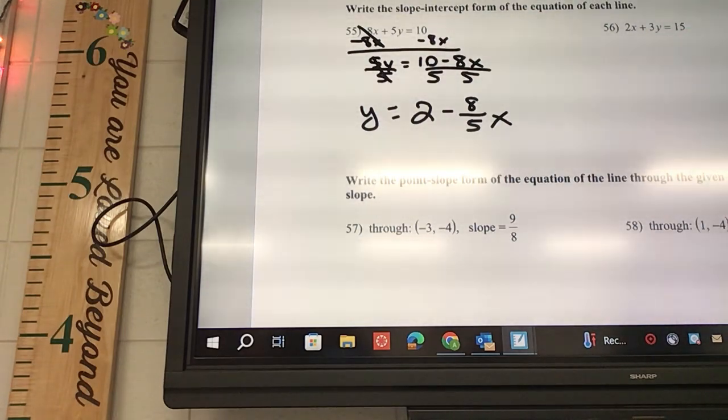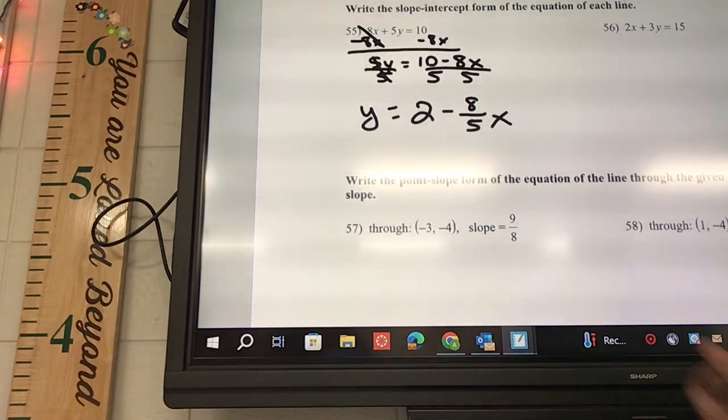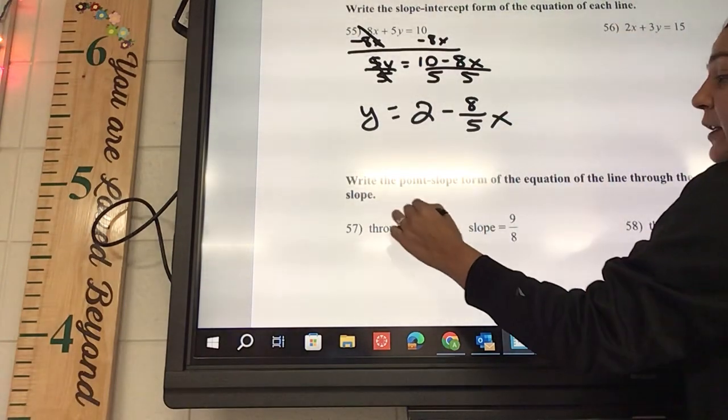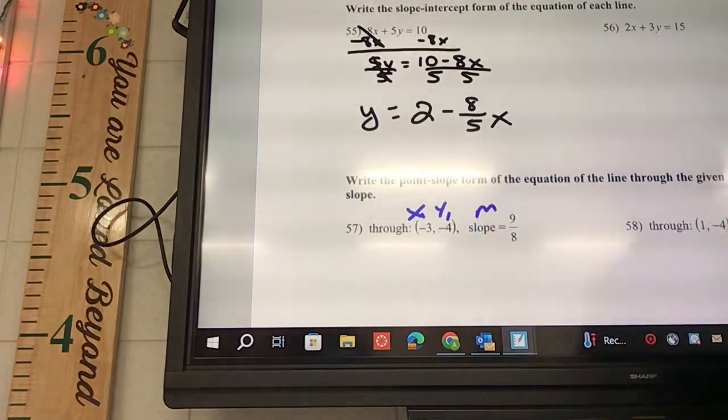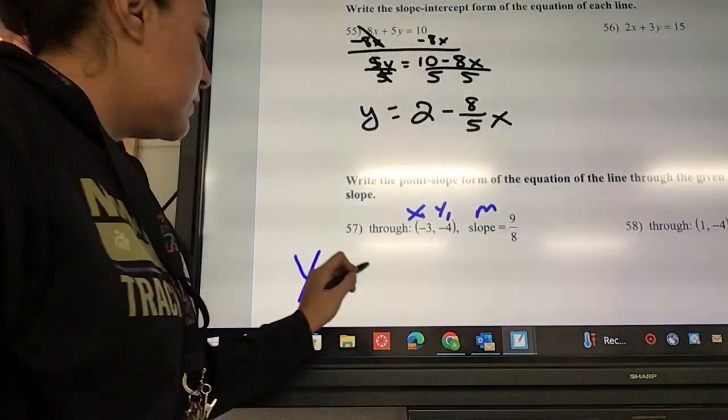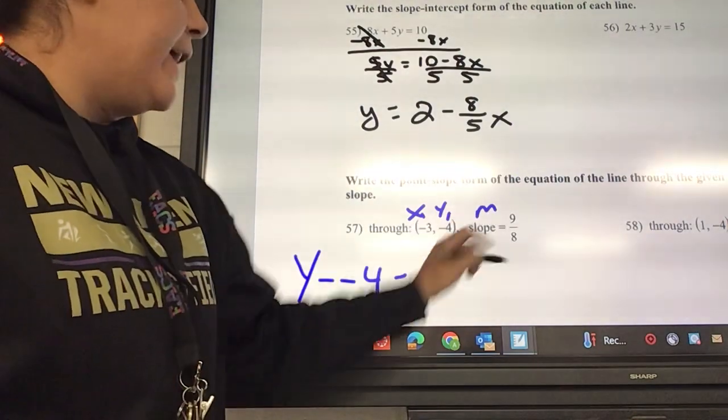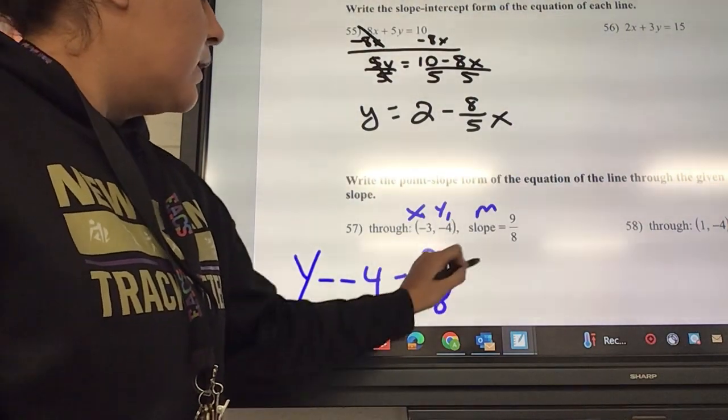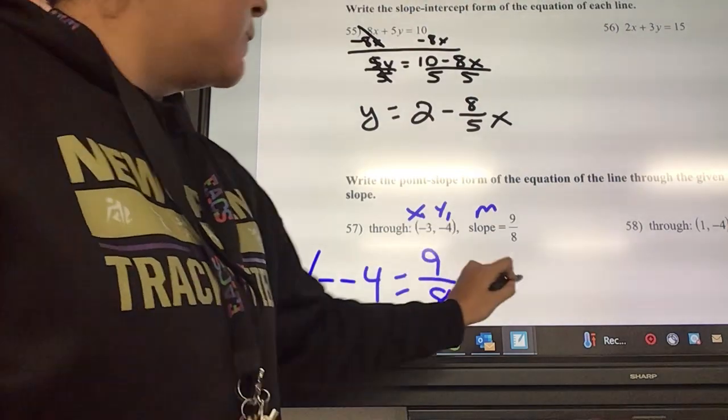Okay, 57 says write the point slope form. Okay, so we can label these x1, y1, and my m. Okay, point slope form goes y minus y1, which is negative 4, equals my m, x minus my x1, which is negative 3.